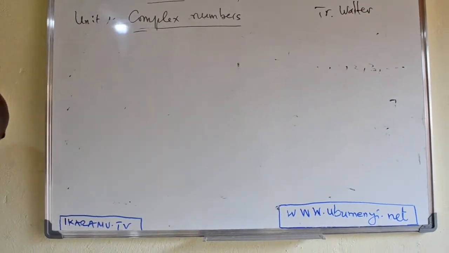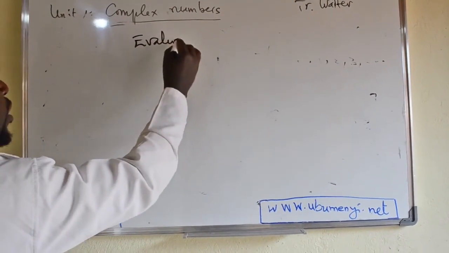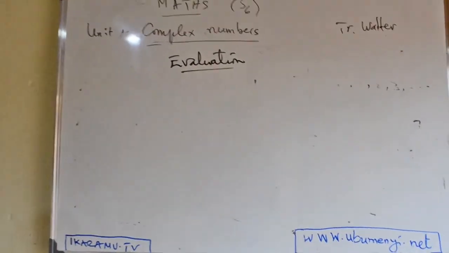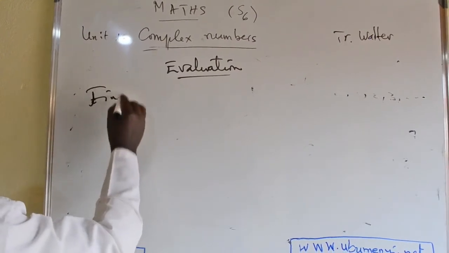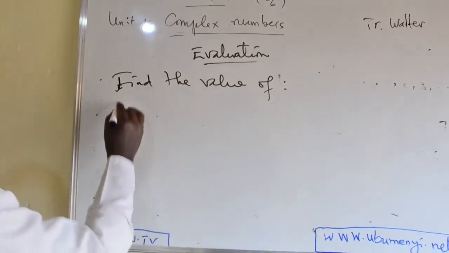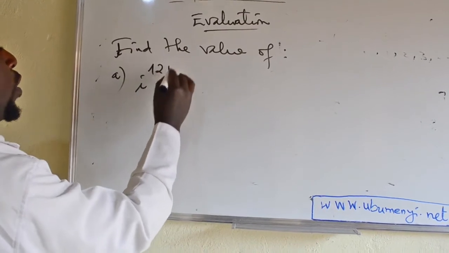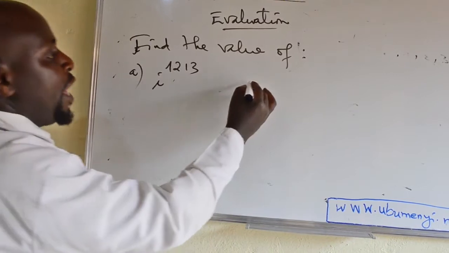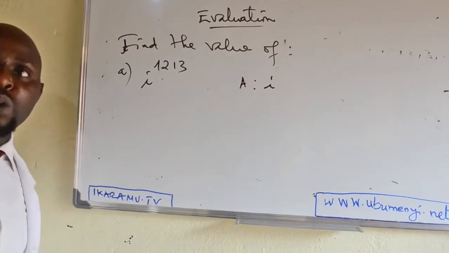So here I will give the following exercise for your evaluation. If you want to evaluate yourself to see whether you have understood what we have learned, you will try this. The first one is that you have to find the value of the following. Number A, you will find i power 1213, and I propose the solution. If you get this solution, it will be very right.